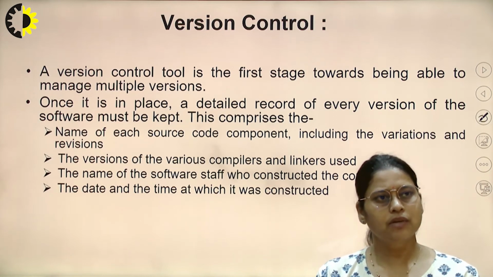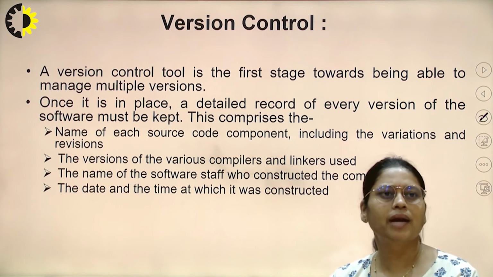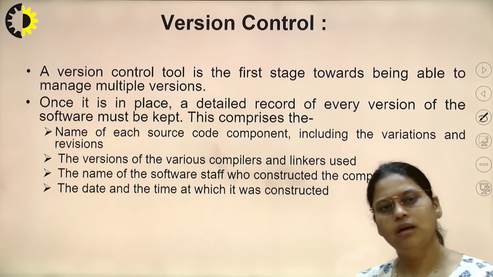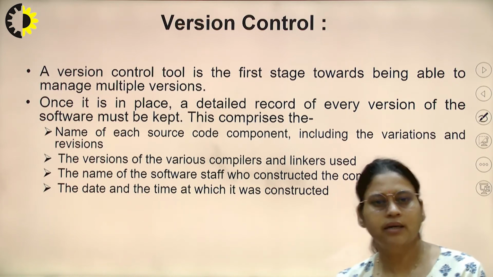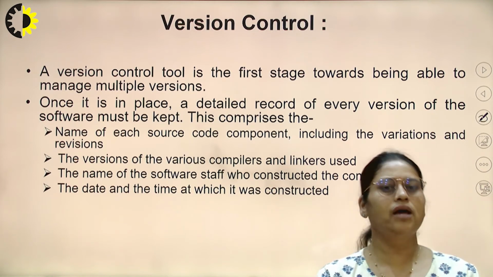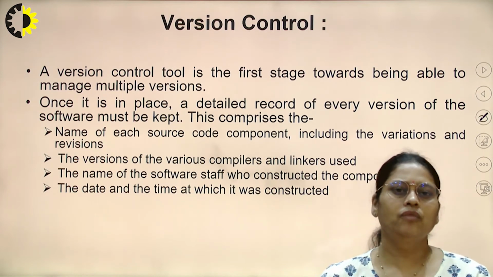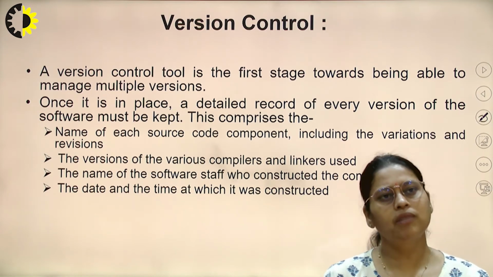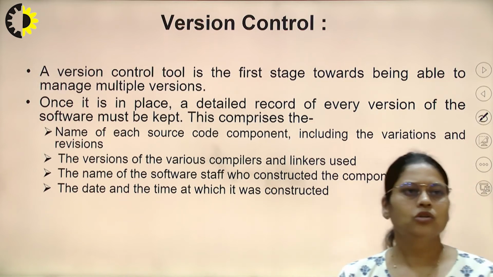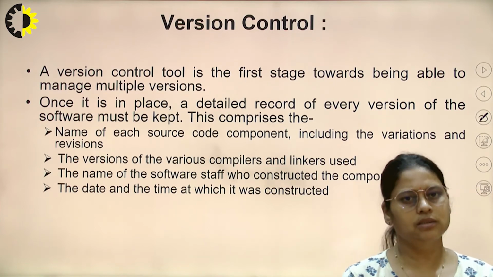So what is version control? A version control tool is a first stage towards being able to manage multiple versions, because I have already told you that the focus of the SCM activity is only to monitor the changes in the project. Once we upgrade the project, multiple versions or multiple copies of the project are implemented. So we need to monitor all the versions of the project.